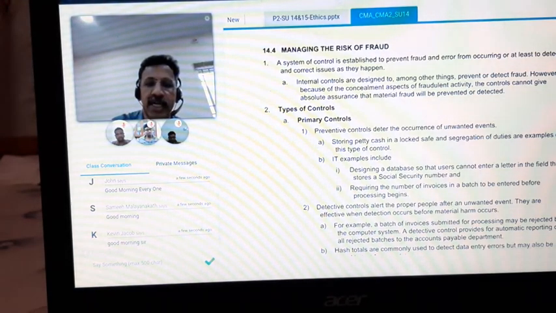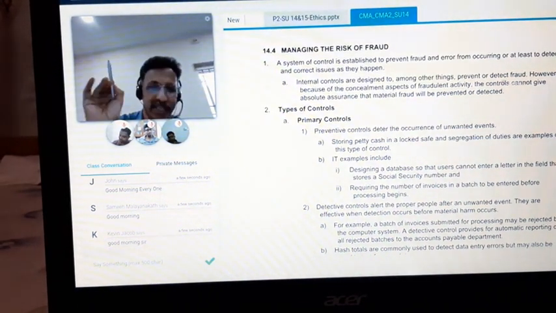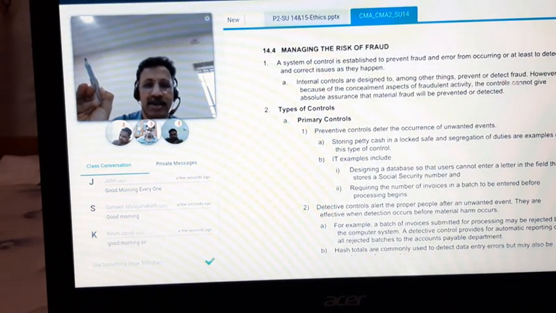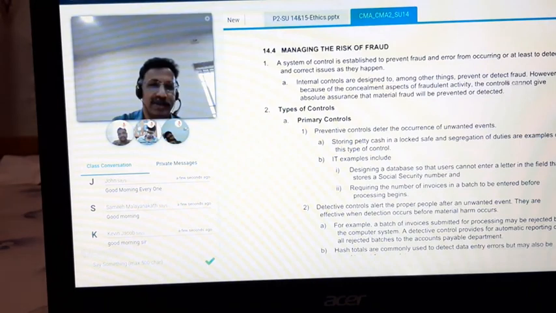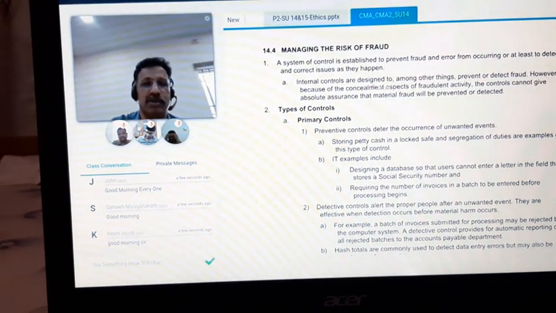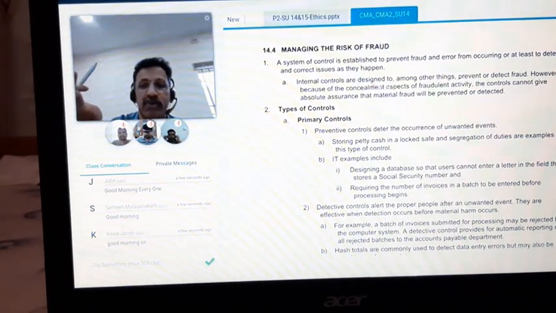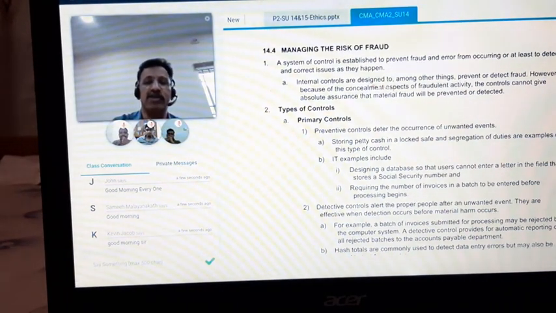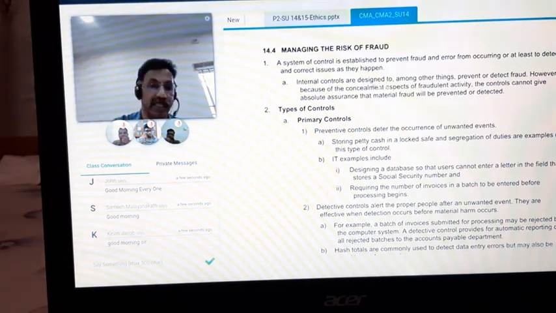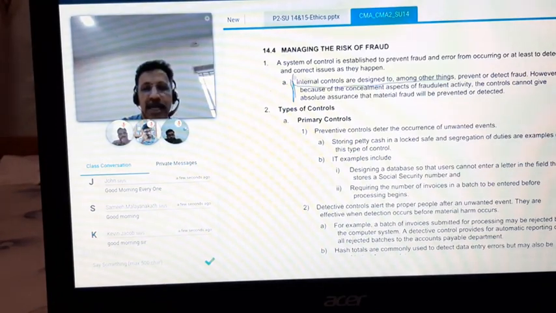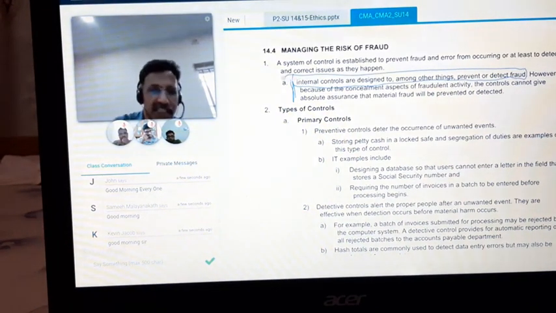Here is the sentence: internal controls are designed to prevent or detect fraud. That's a correct sentence, right? But when that comes as a choice in a multiple choice question in the examination, you cannot prevent fraud. Although it's a correct statement to say that internal controls are designed to prevent fraud, because of the concealment aspects of fraudulent activity, the controls cannot give absolute assurance that material fraud will be prevented or detected. That is true. So this sentence is absolutely correct, but when you just excerpt this one sentence and give it, it's a false statement.